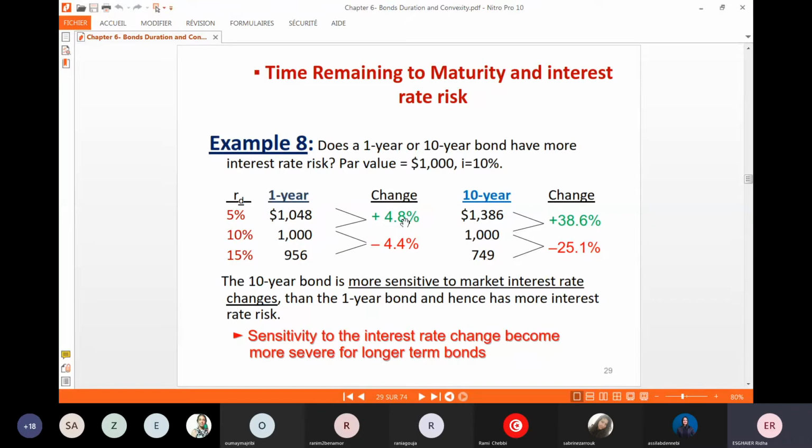Now suppose that the market interest rate becomes 5%, no longer 10%. What will be the impact on the 1 year bond and the impact on the 10 year bond? I computed the new value of the 1 year bond. I took 100, which is the coupon, plus 1000, and divided by 1 plus 5% to get the new price. We find 1048 for the 1 year bond.